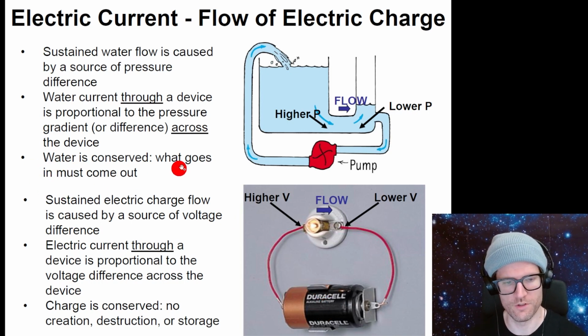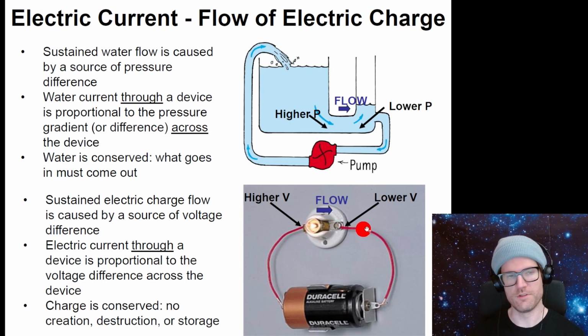Okay, here water is conserved. What goes in must come out. So water comes in, goes down here, goes through here, back again. So water is not created or destroyed, it just goes around in a circle. Same thing here. The electrons in here just go around in a circle. The electrons aren't created or destroyed.